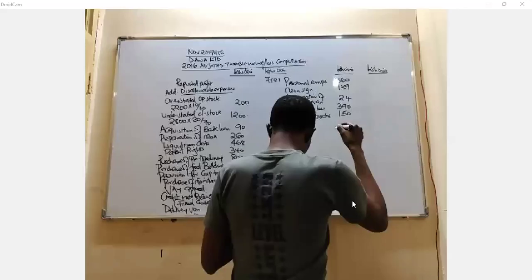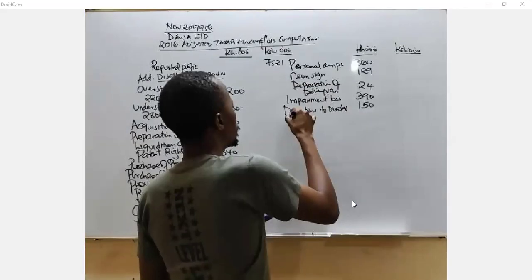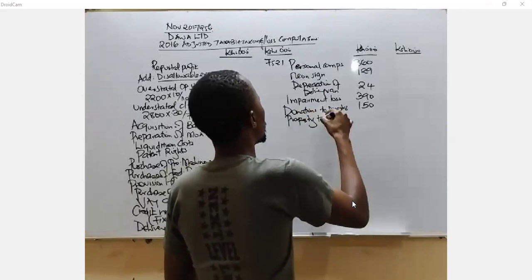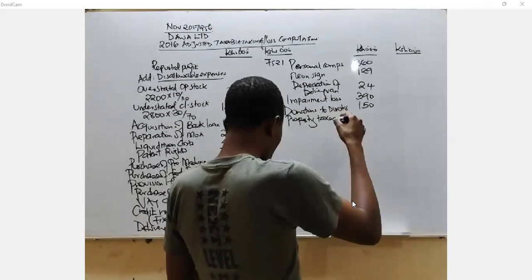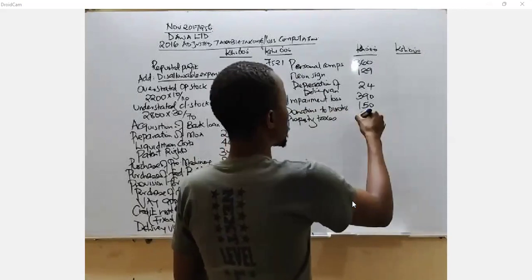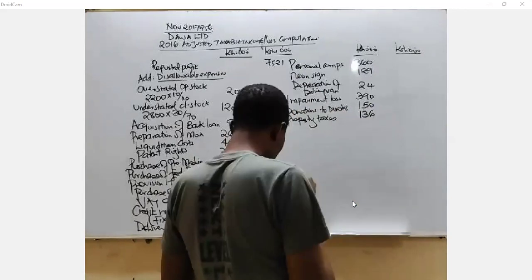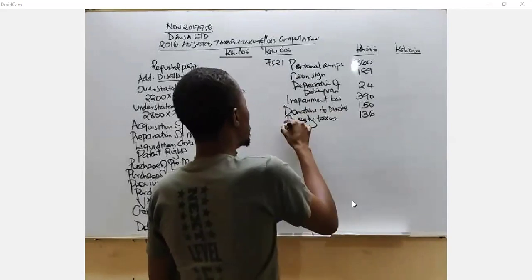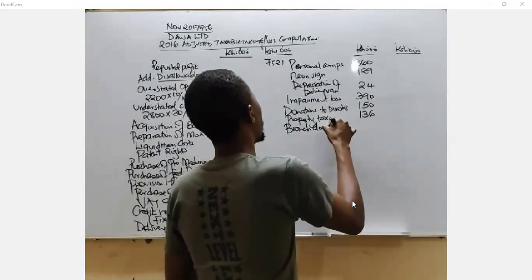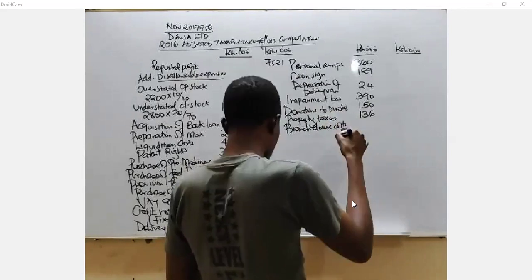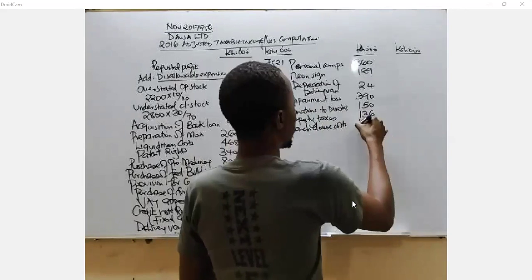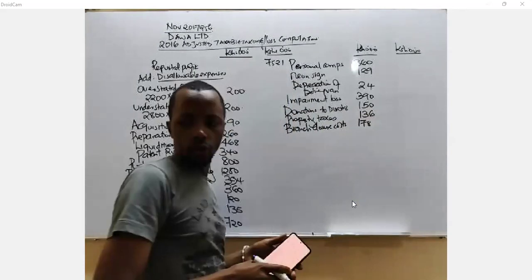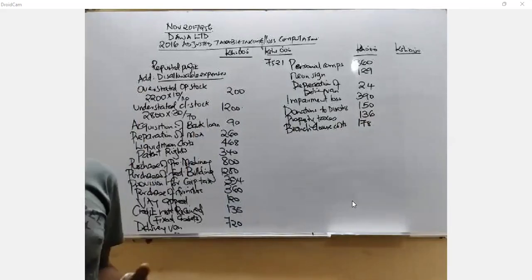We have property taxes, disallowable. Property taxes amounting to 136. The other one we have is branch closure cost, disallowable. The branch closure costs amounted to 178. That is how you deal with the disallowable expenses.